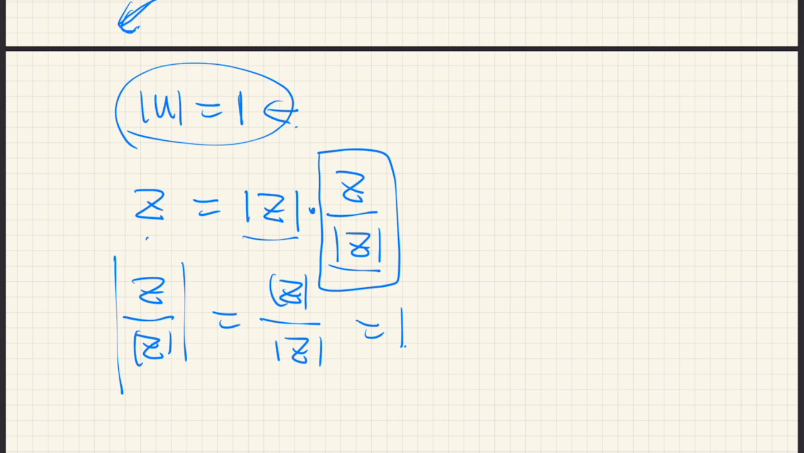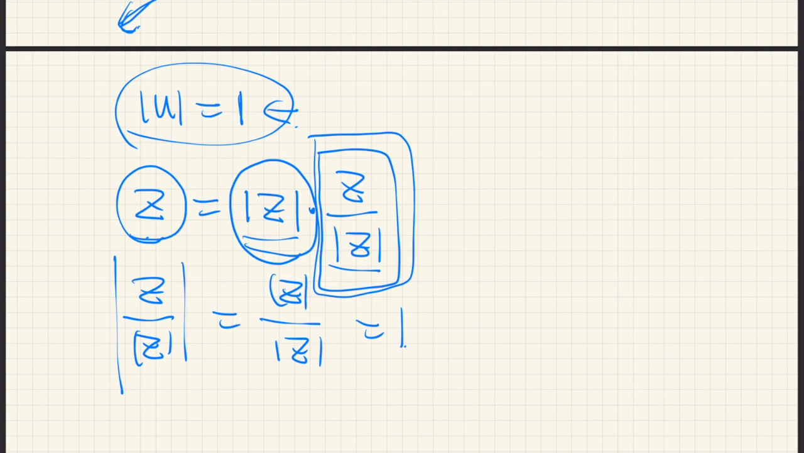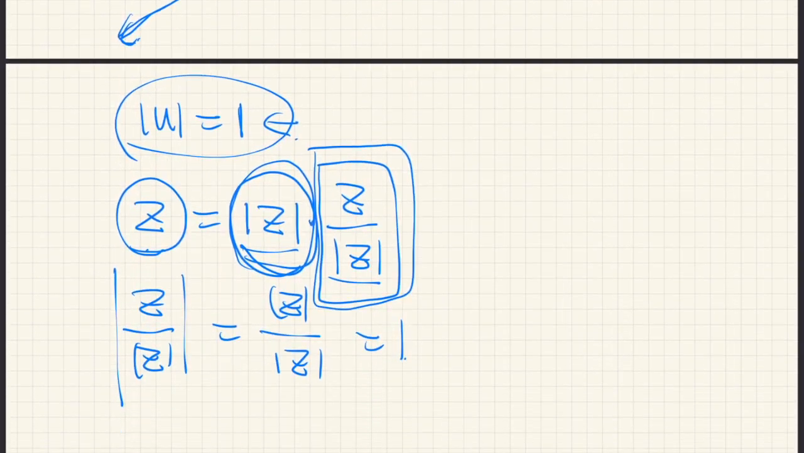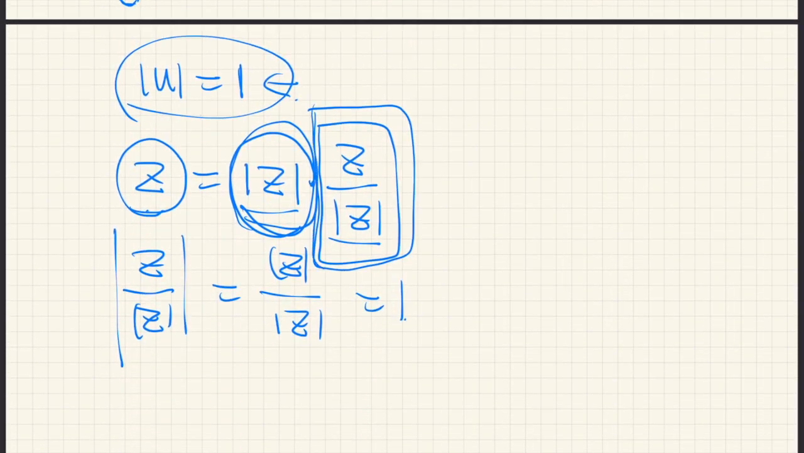So any multiplication by some complex number can be decomposed into two operations. First, we multiply by a real number that is positive, and then we multiply by a complex number whose absolute value is 1. So this one, multiplication by a real number, has been considered here. So now we consider multiplication by this complex number.